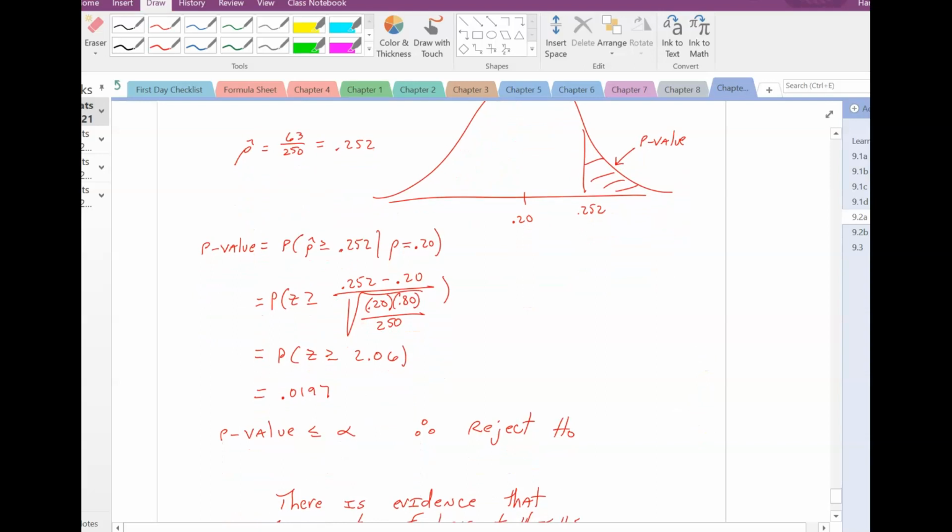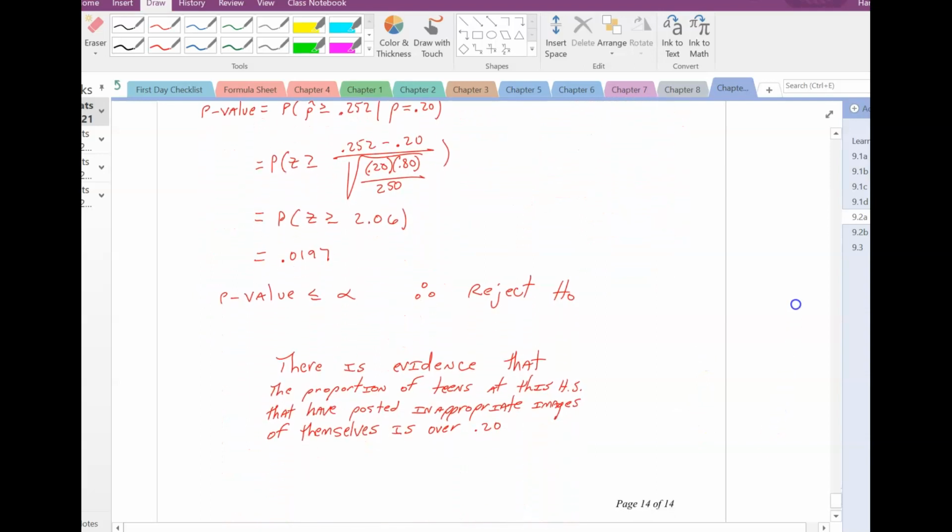Let's talk about the conclusion. Because our alpha level is typically 0.05, the p-value that we found for this scenario is less than the alpha level. 0.0197 is quite small. There's a very rare chance of getting a sample like this if the null hypothesis were true. So our conclusion is going to be to reject the null hypothesis. And it says on the screen there's evidence that the proportion of teens at this high school that have posted inappropriate images of themselves is actually more than 20%.